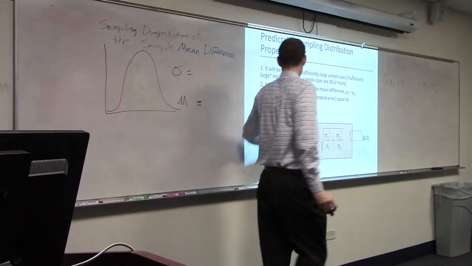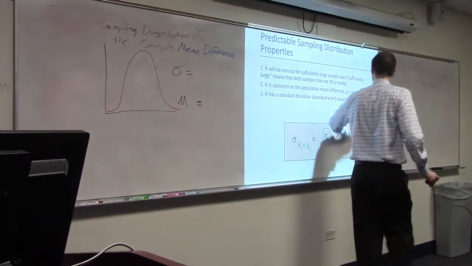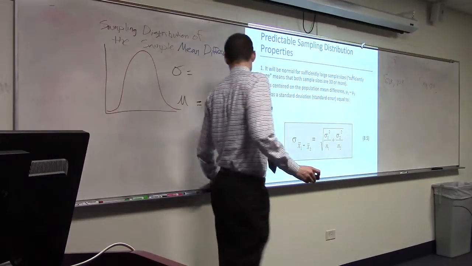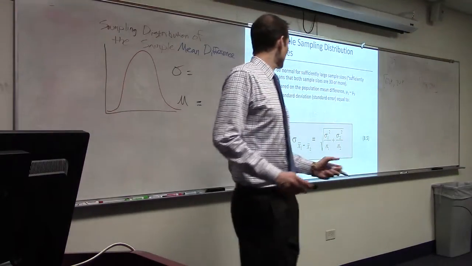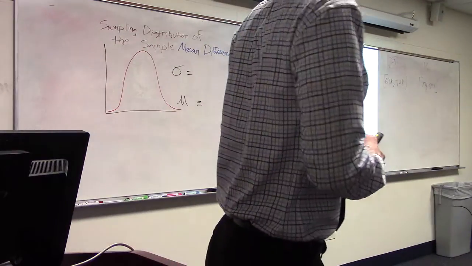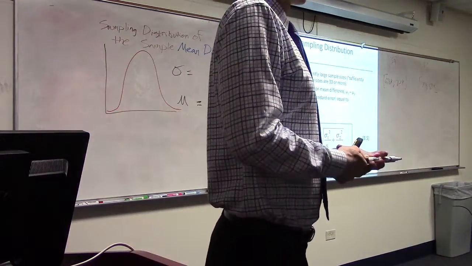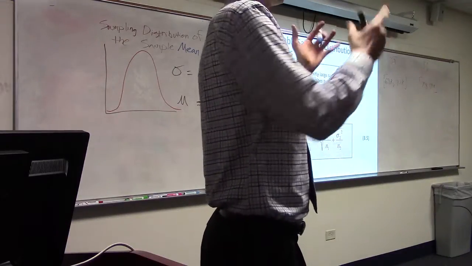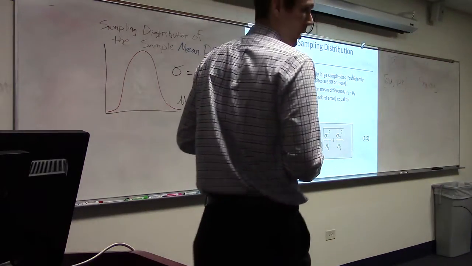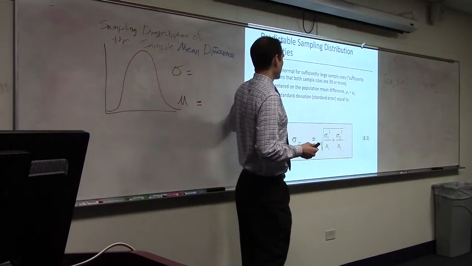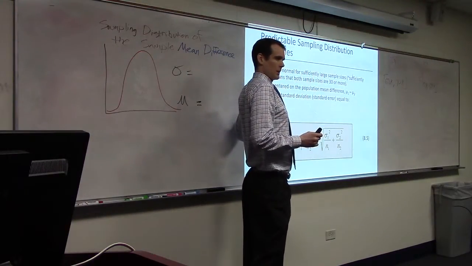Right, properties. Number 1, it will be normal for sufficiently large sample sizes. Sufficiently large means that both samples are 30 or more. Remember last week we liked 30 or more as a sufficiently large sample size. The only difference here is we need both samples to be 30 or more. It is centered around the population mean difference.